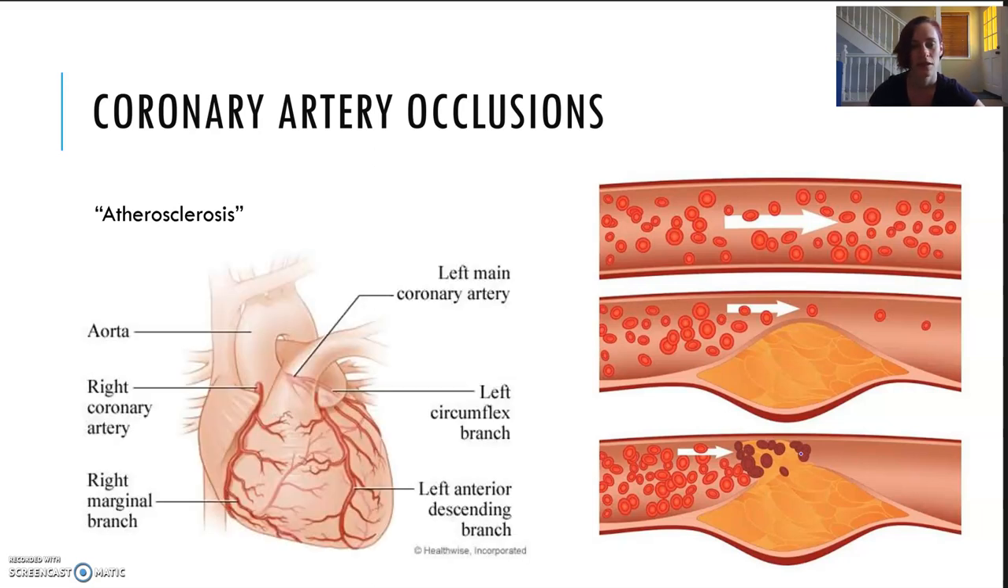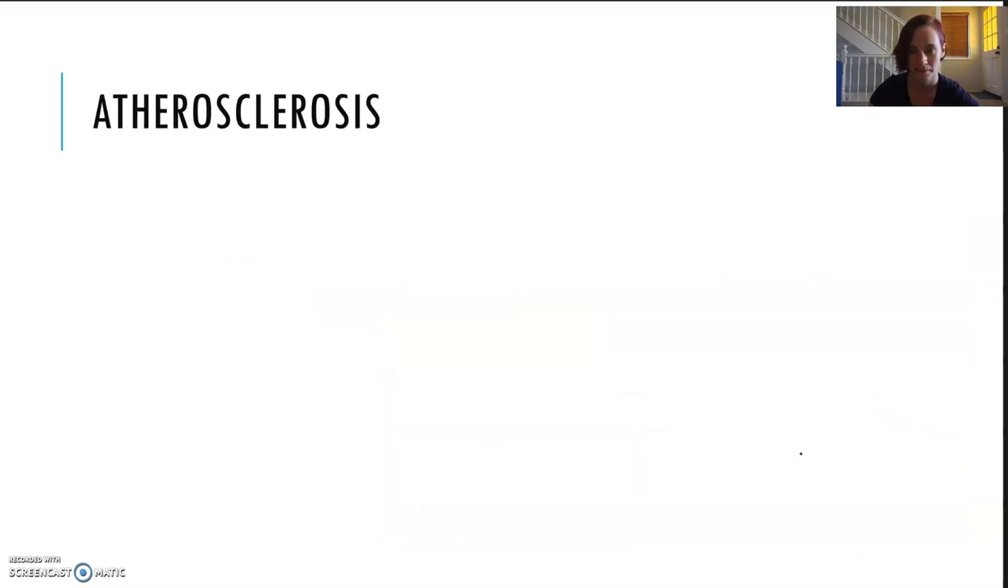Now, atherosclerosis is about a blockage in the arteries, generally the ones that are affecting the heart muscle itself. So the arteries that service the heart muscle, if they become blocked, then the heart muscle doesn't get the oxygen and the nutrients that it needs, and therefore the entire system is compromised.